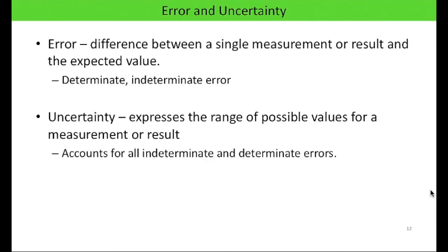Uncertainty expresses the range of possible values for a measurement or result. So it accounts for all errors, whether it's systematic or random. This is when you would see a plus or minus value after a measurement. You can only get uncertainties if you've taken more than one measurement, because taking more than one measurement is going to give you that range. It's going to allow you to do some statistics, which will give you that plus or minus value at the end, which we will talk about in later chapters.